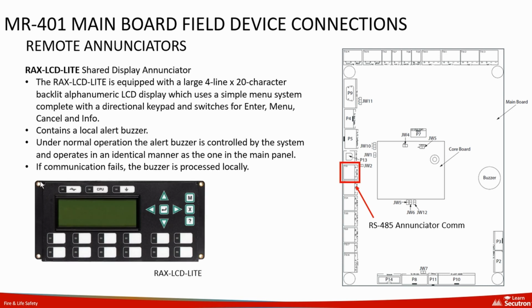The RAX LCD Lite features a large 4-line, 20-character backlit alphanumeric LCD display. It includes a simple menu system with a directional keypad and switches for Enter, Menu, Cancel, and Info, making it user-friendly. It also contains a local alert buzzer. This buzzer is system-controlled under normal operation and functions similarly to the main panel's buzzer. The RS-485 annunciator communication terminal, indicated on the diagram, is where the annunciator is connected to the main board.